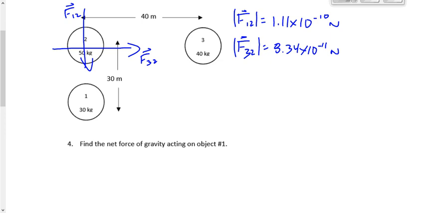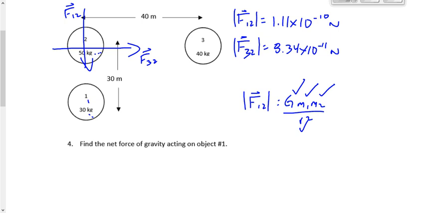Yeah, Dexter? F12 is G times M1 times M2 over R squared. So this is my constant. M1 would be 30. M2 would be 50, right? 30, 50 over R would be 30 meters, and you would square that. Dexter, does that make sense? So we do the same thing for F32 there. And then once we get both of those, we've got to add them up.